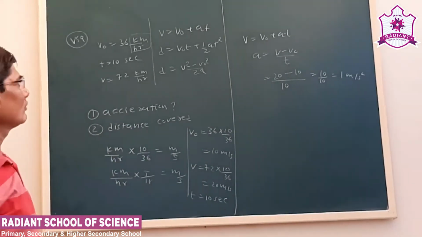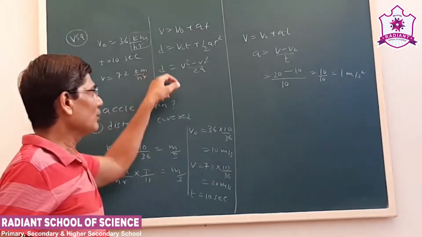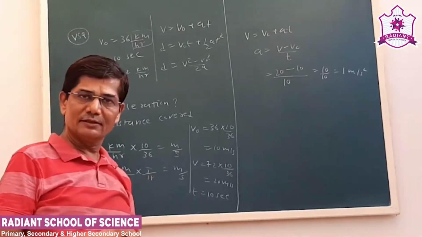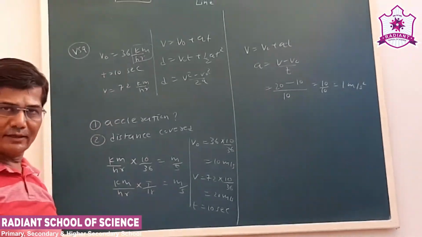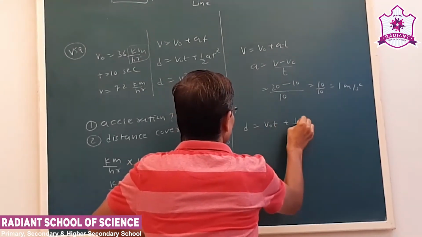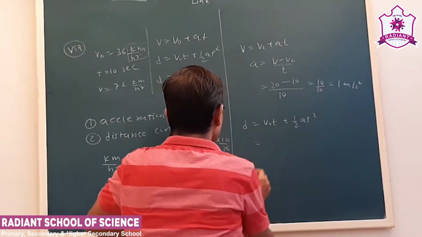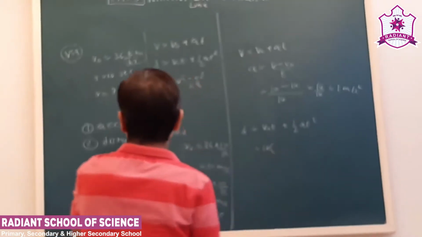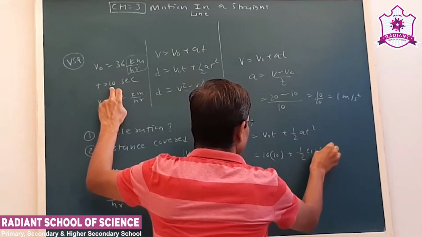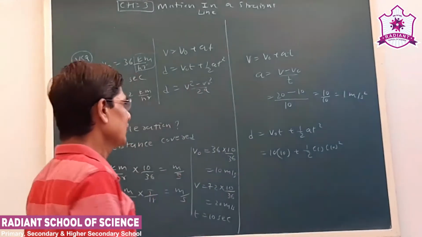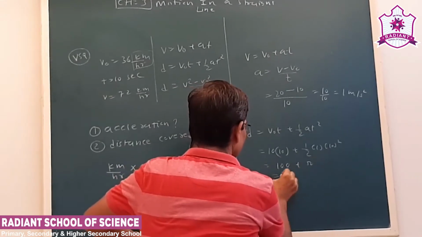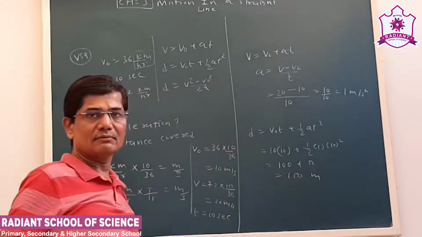Now, secondly, we have to find out the distance covered. We have got two equations, and by both equations we will get the same result. Now, d is equal to v0 t plus half at square. Here v0 is 10, the time is given as 10 seconds, plus 1 by 2, a is 1, time is 10 squared. So this is the distance covered.